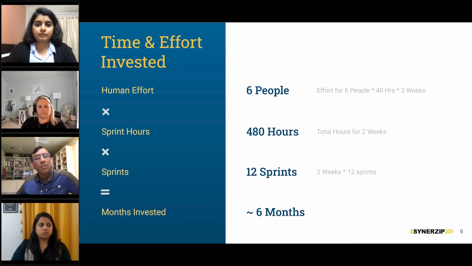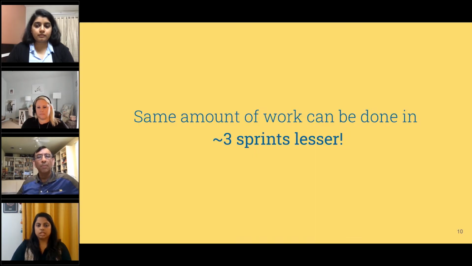The time and the effort invested in the example that we have posted is that there would be 6 people who would be spending approximately 480 hours over a period of 2 weeks. And for an MVP, if it takes 12 sprints to accomplish the delivery, they're investing in all of 6 months. Now imagine if you could do the same amount of work in at least 3 sprints fewer. How would we do that?